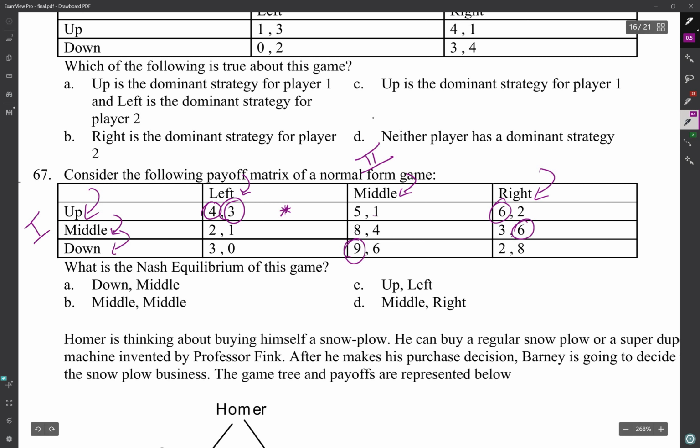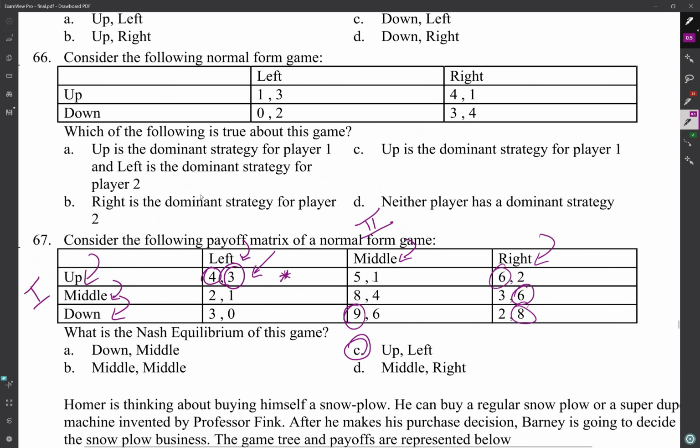And finally, what if player 1 chose down? Well, if player 1 chooses down, I could get 0 if I went left, 6 if I went to the middle, and 8 if I went to the right. So I'm going to want to go to the right. Well, we've gone through this. There's only one cell that is a mutual best response, and that is up left. Okay, so we look to our responses here, and we see up left is indeed one of the possible responses.